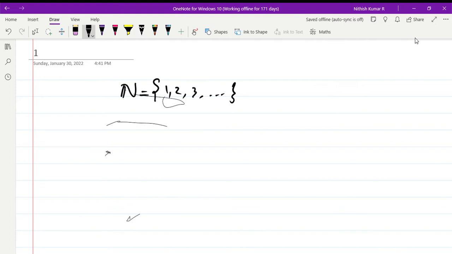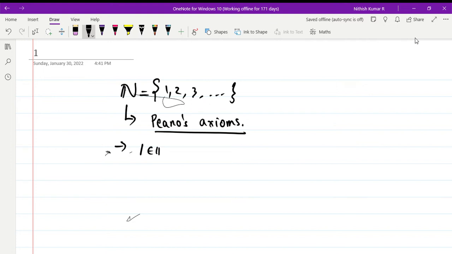Now, this set N is characterized by some properties. We shall call them Peano's axioms. So what are these axioms? The first one says there exists a particular element denoted by 1 in N.